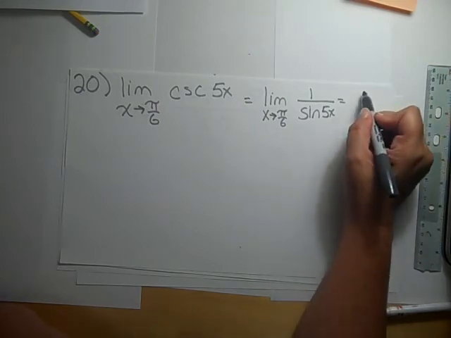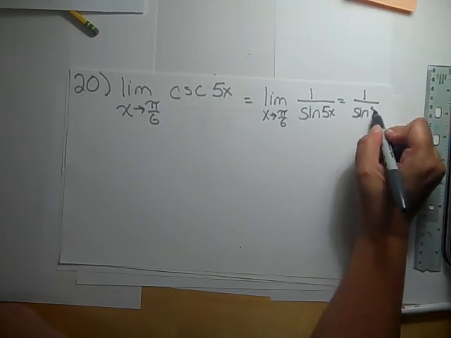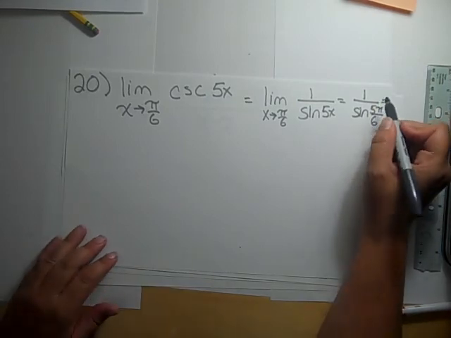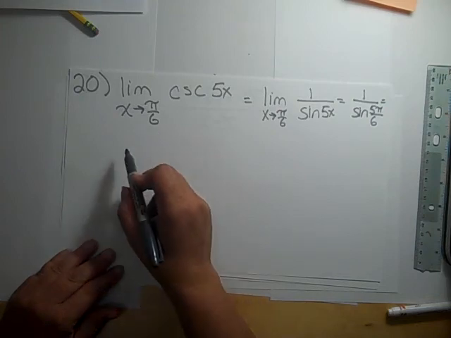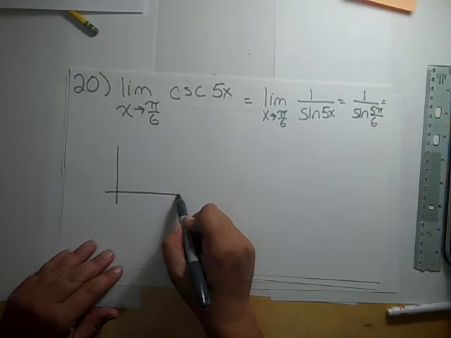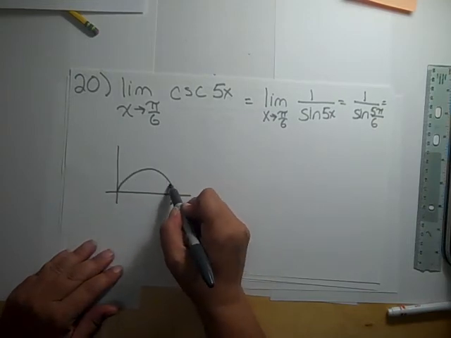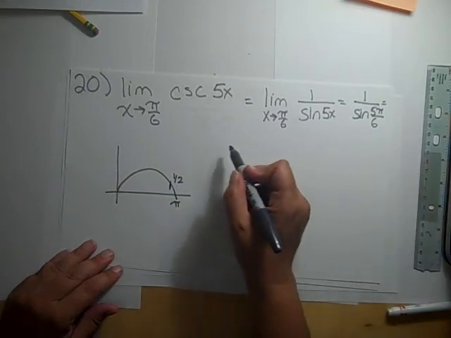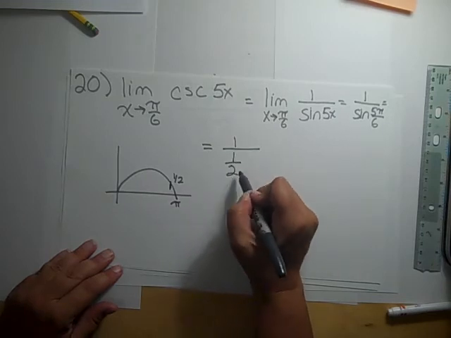Okay, so let's plug in. It's going to be 1 over sine 5 pi over 6. Okay, you may remember that all your sine values that have a 6 in the denominator are going to be 1/2. And if you remember your sine graph, all the way up to pi we're positive. So 5 pi over 6 is still positive 1/2. So we can say that this equals 1 over 1/2.